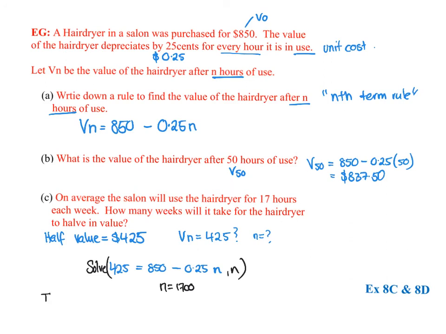So therefore, if they do 17 hours a week, how many weeks would this be? So 1700 hours divided by the 17 per week, yeah? How many weeks have they used it for? 100 weeks, yep. Okay.